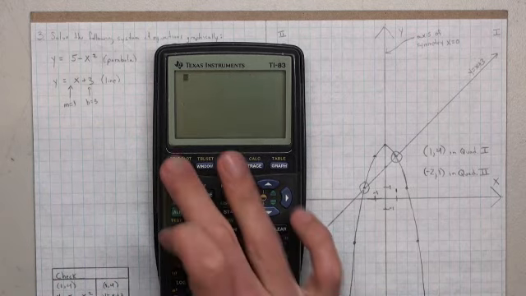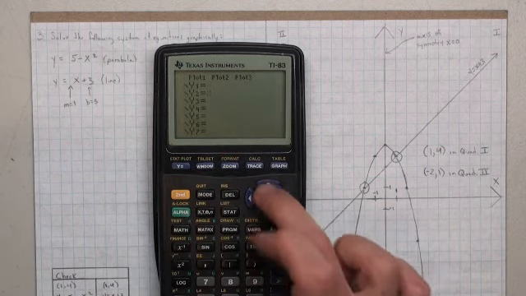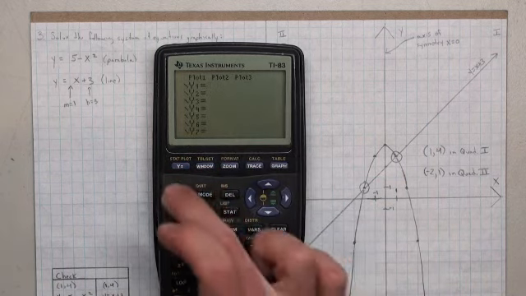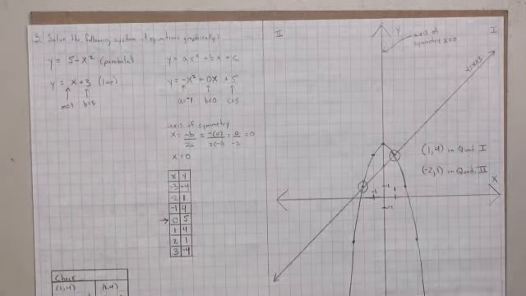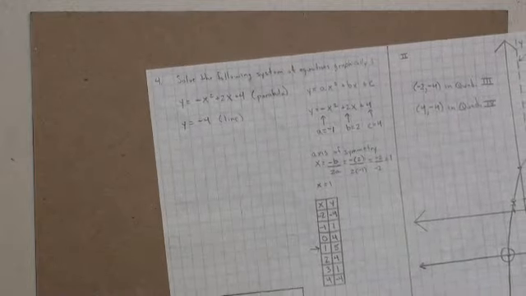That's it. Let's go back in. Let's clear this. Now to get out of this also, you hit second quit, or second mode to go to quit. Okay? So that is problem 3 and problem 4.